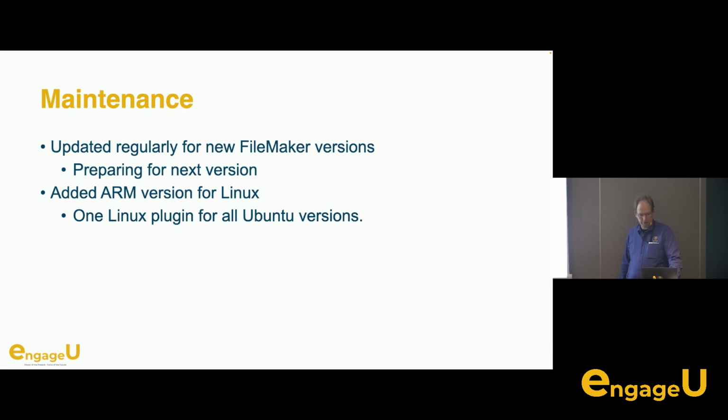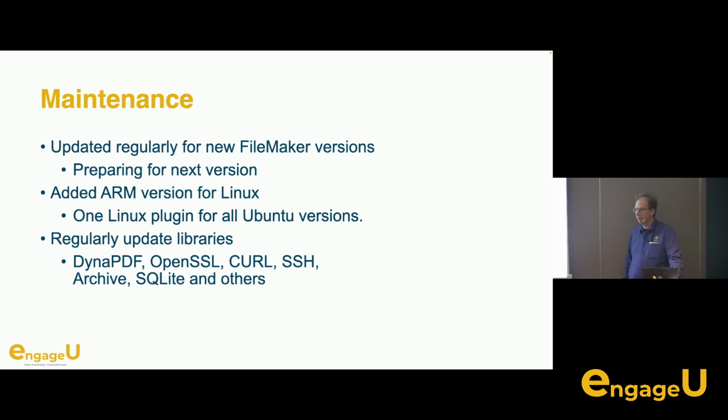So we have one plugin file for all Ubuntu versions, which is a good thing. You don't need to care which Ubuntu version you use: 18, 20, 22, 24, it doesn't matter. The plugin runs everywhere. And we regularly update the libraries. We have a lot of commercial and open source libraries, and I have to just recompile things every few months with a new version, so I get the latest bug fixes and maybe some new features.